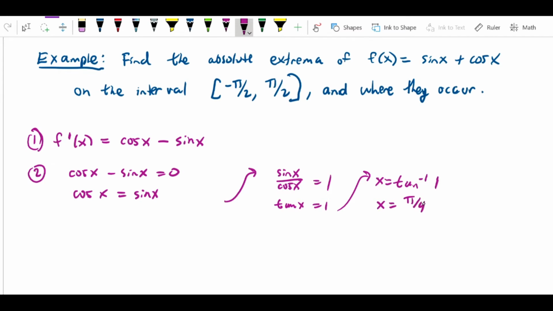That gives you x is pi over 4. And of course, since the interval that we're given is actually the range of arctangent, we don't have to do any adjustments to that answer. We can simply use x equals pi over 4.